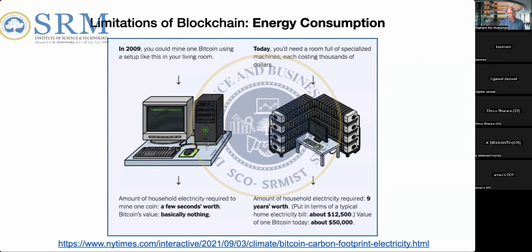What does it mean? All the energy you consumed in 9 years, you try to spend it in 10 minutes to make a block. So the electricity bill for the household for these 9 years is around 12,500, right? So the energy consumption, and the Bitcoin price was 50,000, so it was profitable.